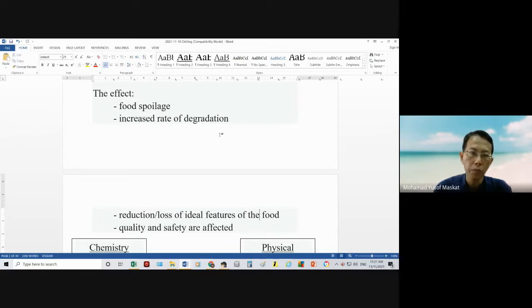What are the ideal features? Ideal features are defined by the consumers. For example, if we have a bottle of orange juice and it has its peel inside it, but after some time there is a precipitation, we can see that it will have two layers at the bottom. So that is not ideal. Consumers may perceive it as being spoiled, but actually it is not spoiled because it is just a physical change. Microbiologically it is still safe, but that is an example of loss of ideal features.